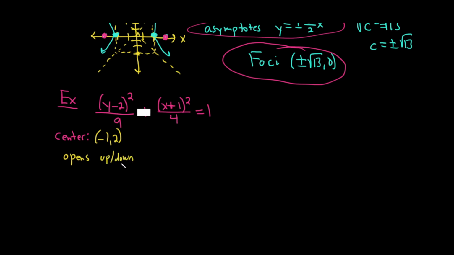And this, we already have the center. And a is the square root of 9, so a is 3. b is the square root of 4, so b is 2. And now we can graph it.